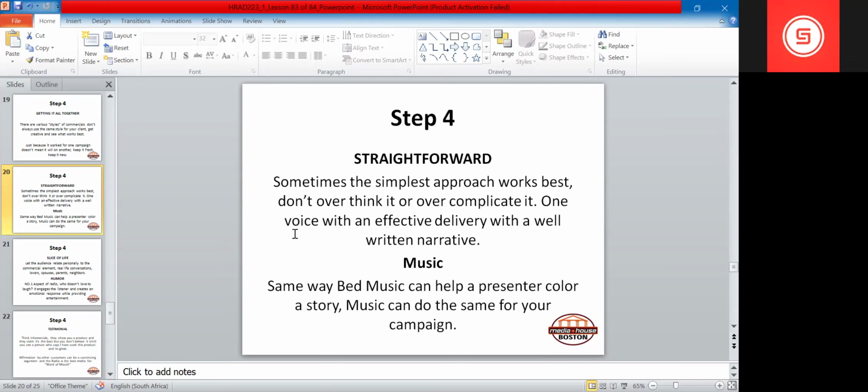Creativity is problem solving at the end of the day. It's not always about art and about craft and about fashion. It's not about that. Creativity is about how you problem solve something. See the problem, come up with a simple solution that is effective. One voice with an effective delivery, with a well-written narrative could be good enough, right?